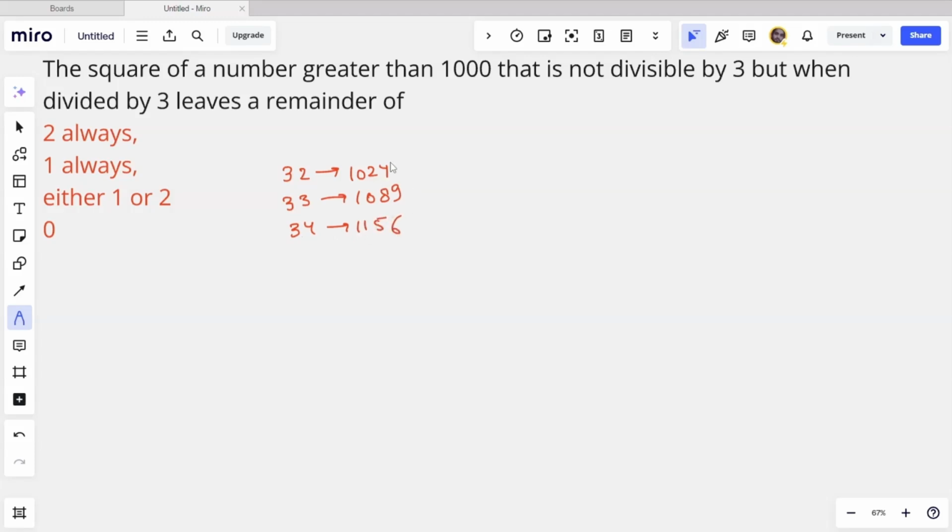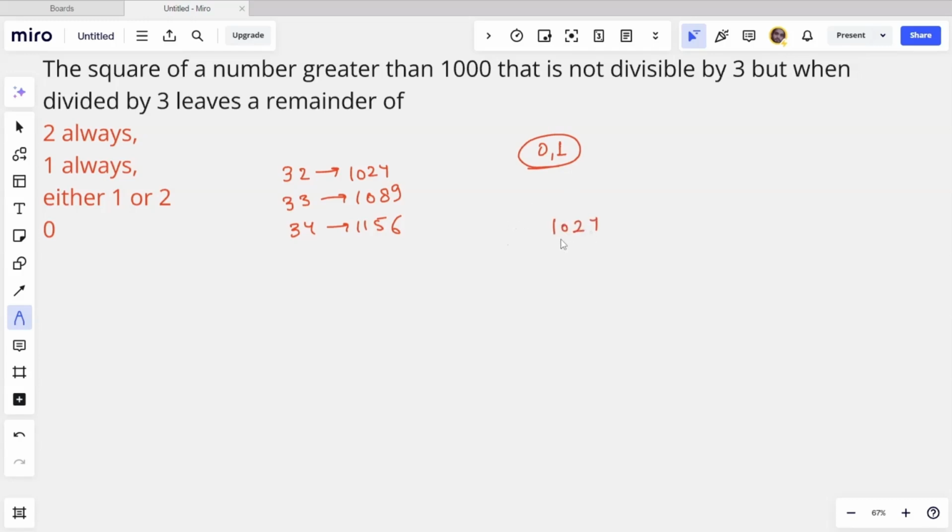This is the first question, which is not asking anything but wants to teach something to us. 1024, 1089, 1156. The question is basically saying that the number is greater than 1000 and should also be a perfect square. And when we divide that number by 3, it gives a remainder of either 0 or 1. Let me tell you.